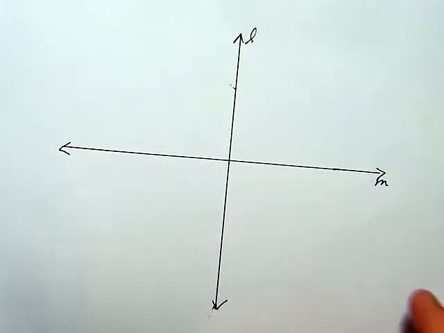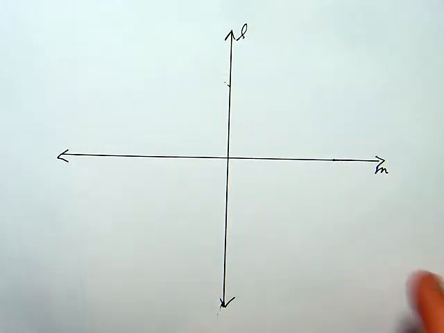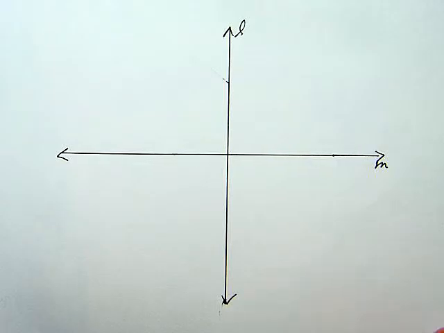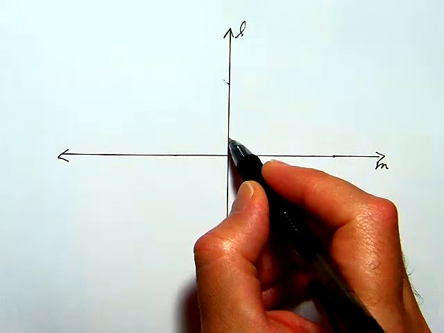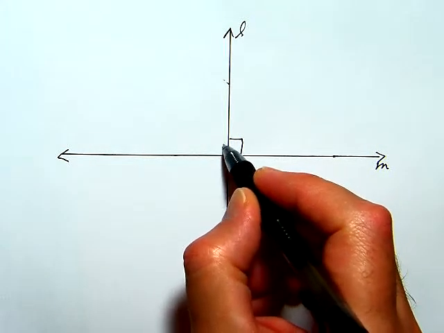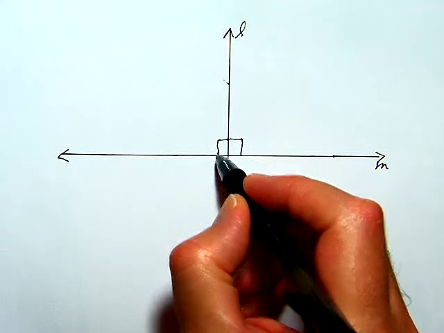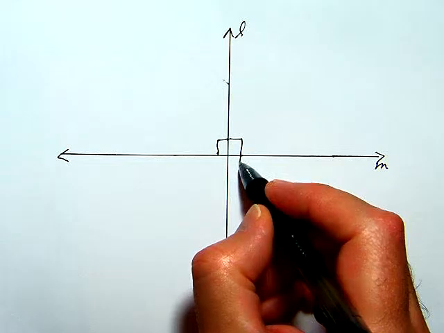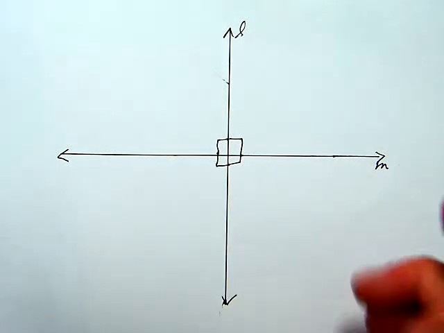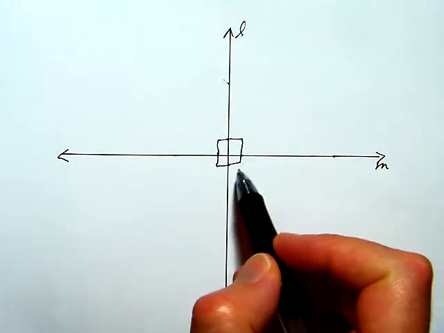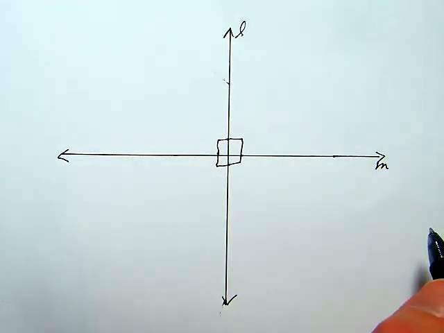Now, perpendicular lines, where they intersect, they create right angles. So when these two perpendicular lines intersect, they're creating four right angles. This is a right angle. This is also a right angle. And so is this, and so is this. So when two perpendicular lines intersect, they create 1, 2, 3, 4 right angles.